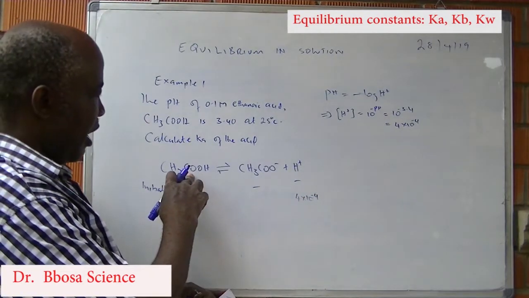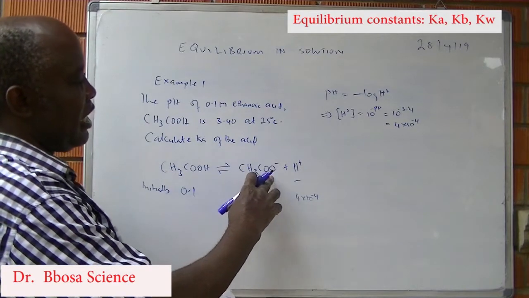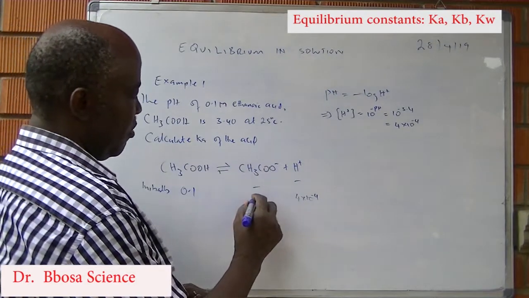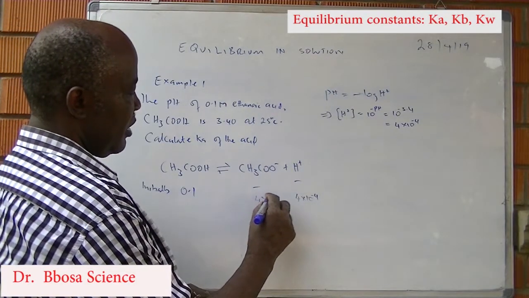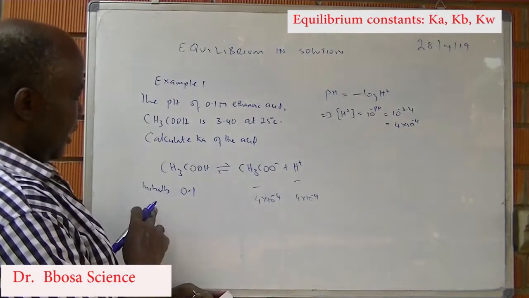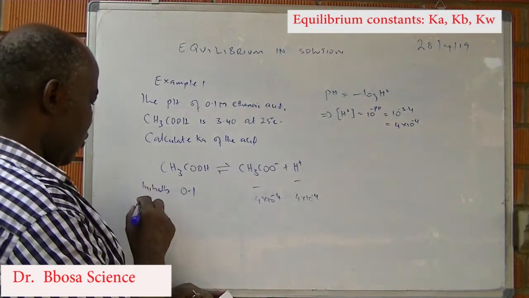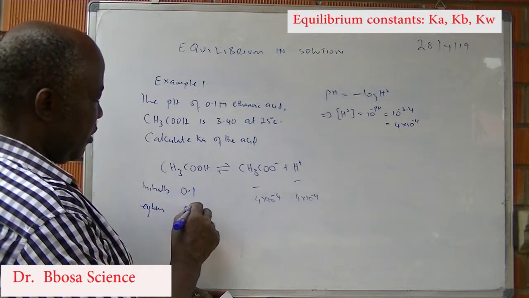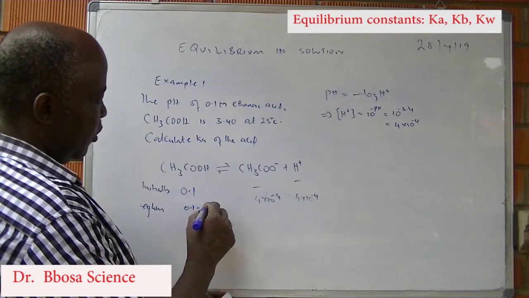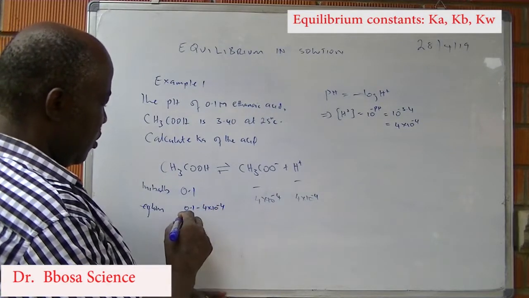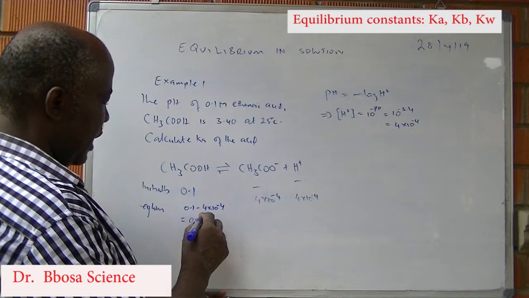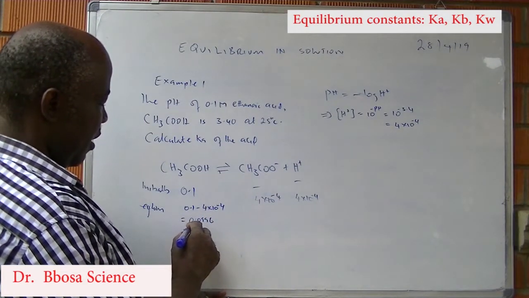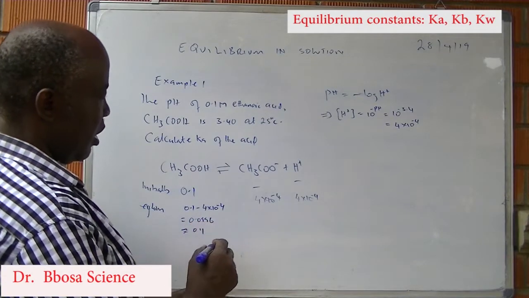But when 1 mole ionizes, you form 1 mole of ethanoate ion and 1 mole of hydrogen ions. So the concentration of ethanoate ion will be equal to 4 times 10 to the power negative 4. And the concentration of the acid at equilibrium will be equal to 0.1 minus 4 times 10 to the power negative 4, which is equal to 0.0996, which is approximately equal to 0.1.